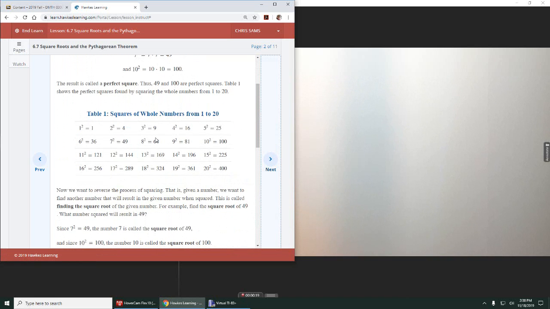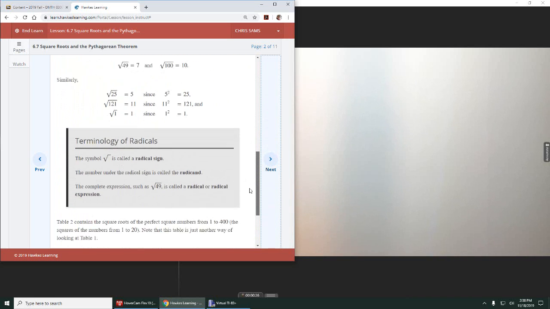So they give you a table of some perfect squares, 1 through 20. It may be good to have this, and I think you can print it out. I might try to do that for you. You can commit some of these to memory, but just being familiar with many of them will help speed up the process. So you have this in the book.